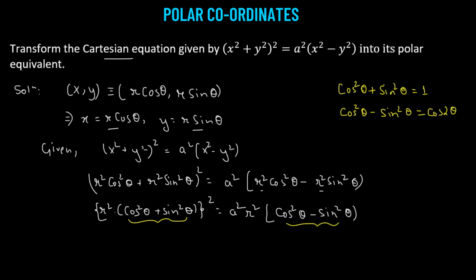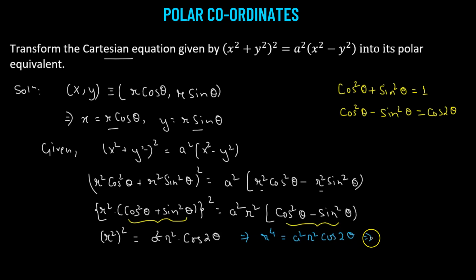Now what we'll do, we'll replace this value. So we get r squared times 1. So this will be whole squared. So we have (r squared) whole squared equals to a squared times r squared times cosine of 2 theta. So finally, we can say that we get r raised to the power of 4 equals to a squared r squared times cosine of 2 theta.